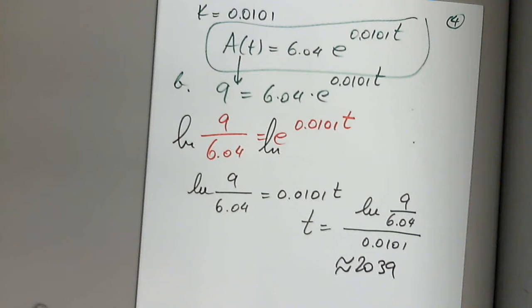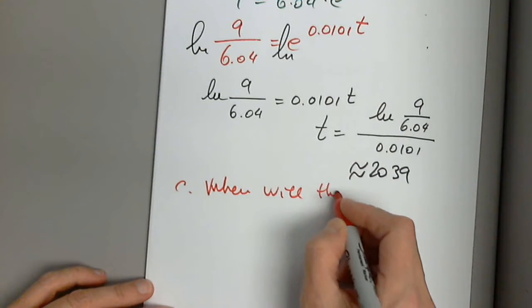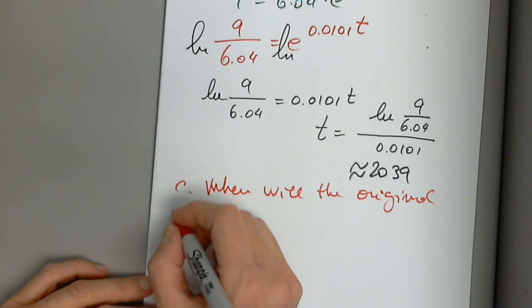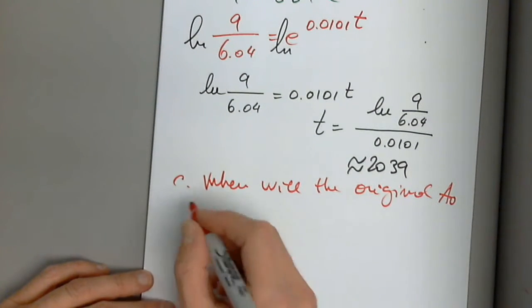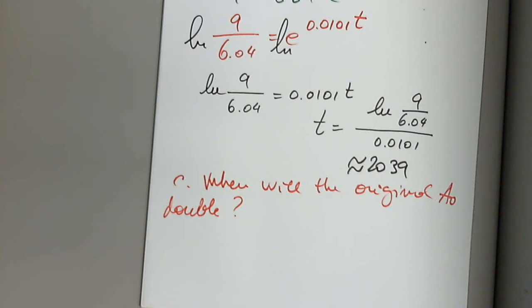In the middle. Okay, I want to add a question here. Question part C. When will the original or initial amount, which is A0, double? When will the population double? I know we started with 6 million, 6.04 million. When will the population double? What will you say? What will you do? Tell me and I'll write it.